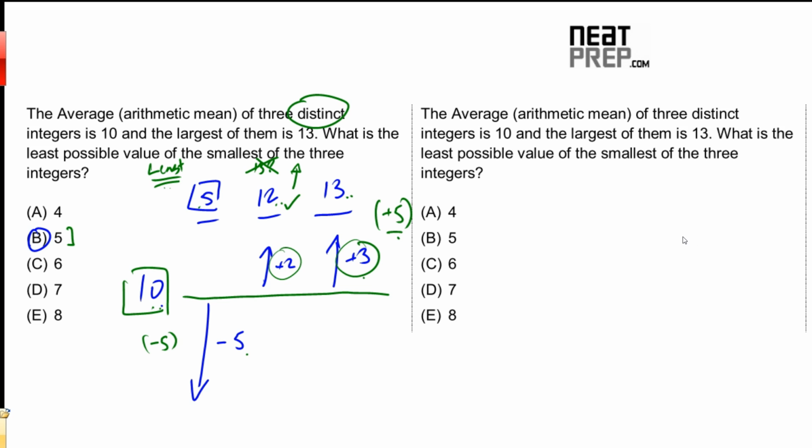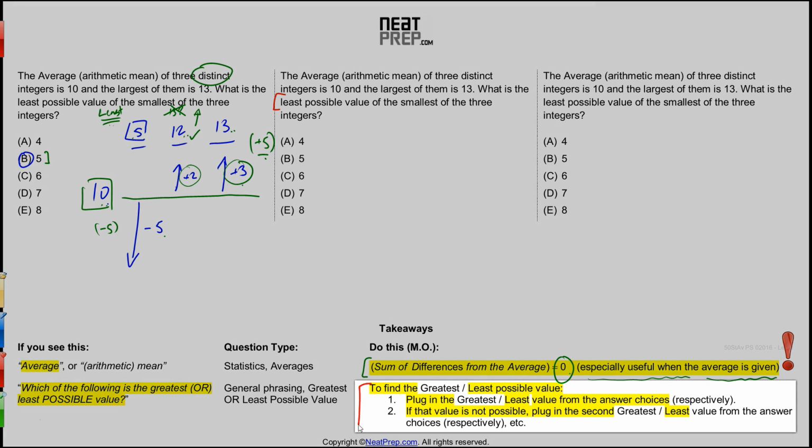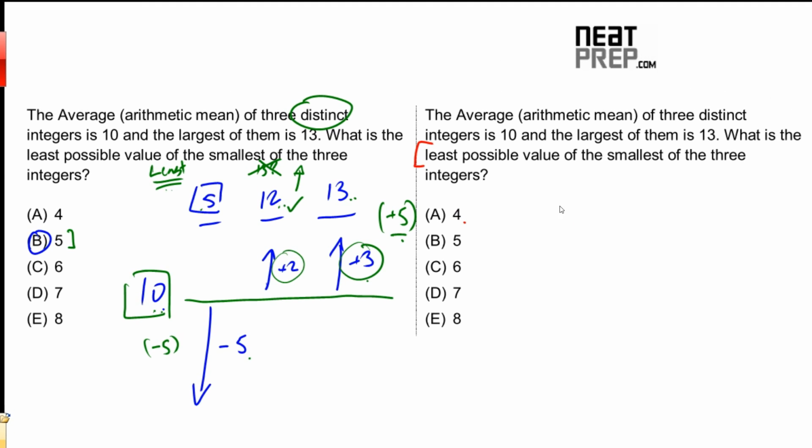Another worthwhile approach when coming across questions which ask us which is the least value is to simply plug in the least number from the answer choices. If the least number is 4, then the sum of the three distinct integers is 4 plus m for the middle-sized number plus 13, divided by 3 equals 10. 17 plus m equals 30. m equals 13. Can m be 13? The answer is no, since again we were told that the items must be distinct.